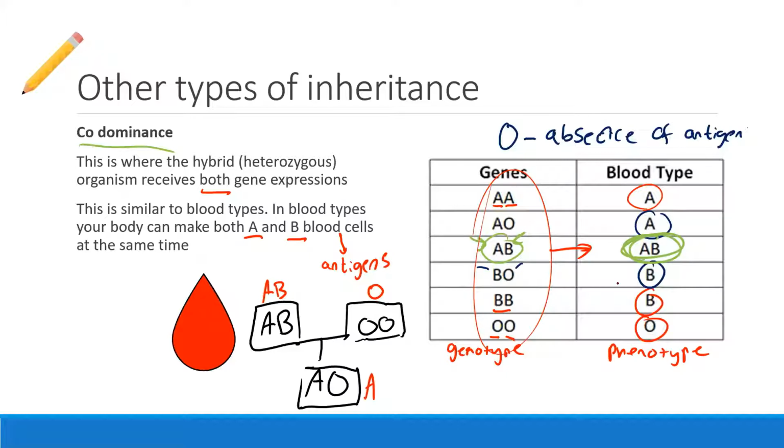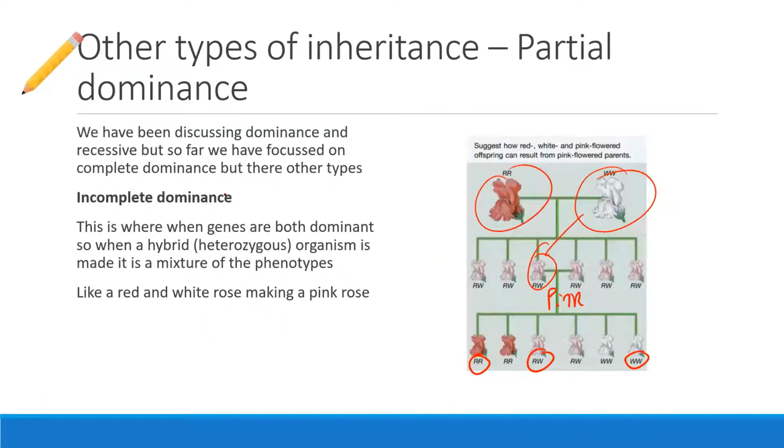And it's not a mixture. You don't get an A-B mixture. You get both A and B showing up at the same time. That's what makes it codominant. So those are the two differences. You've got this idea of codominance, which means they both show up at the same time, and going back, incomplete dominance, where it's sort of a little bit of both.